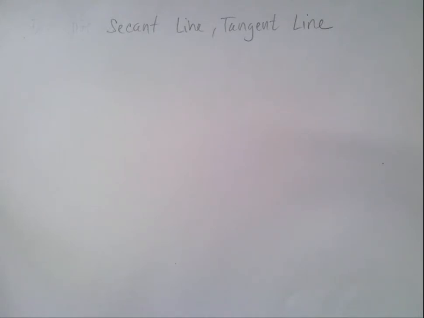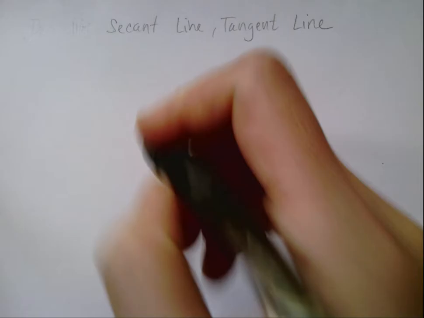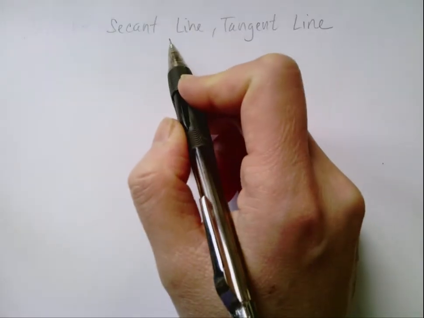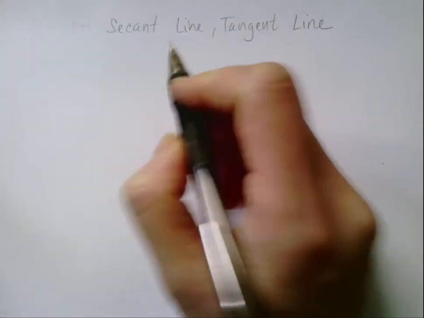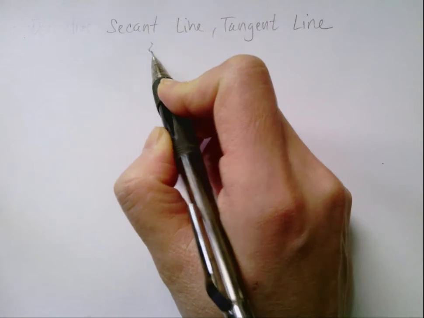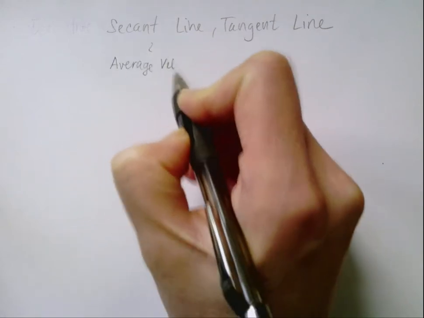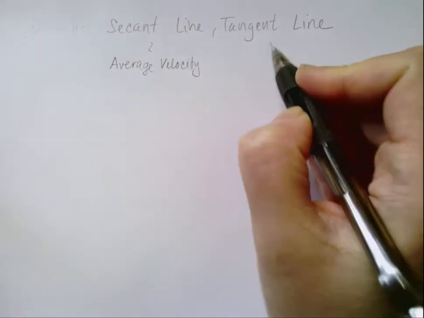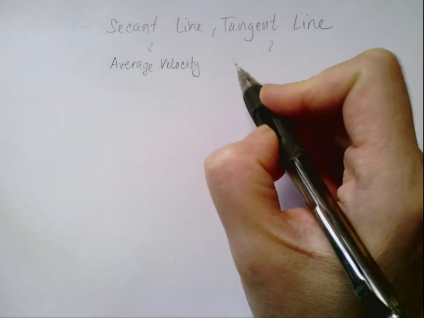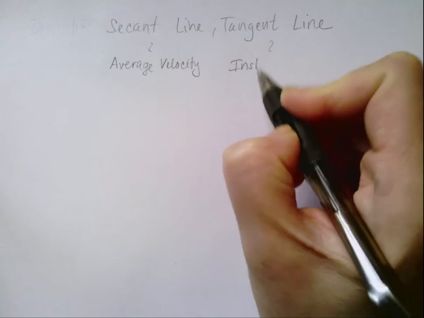So remember that the derivative is the limit of average velocities as the denominator goes to 0. Okay, and this is closely related to two geometric objects, which are the secant line and the tangent line. The secant line is very closely related to average velocity, and the tangent line is very closely related to instantaneous velocity.